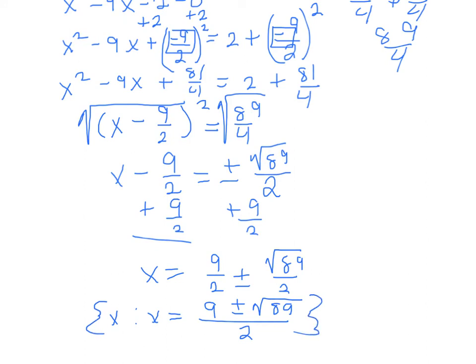This is a prime example where sometimes your answers come out very irrational. They're not rational, they're not integer answers. They're very irrational in this case. Okay, so excellent solution for a real life situation.